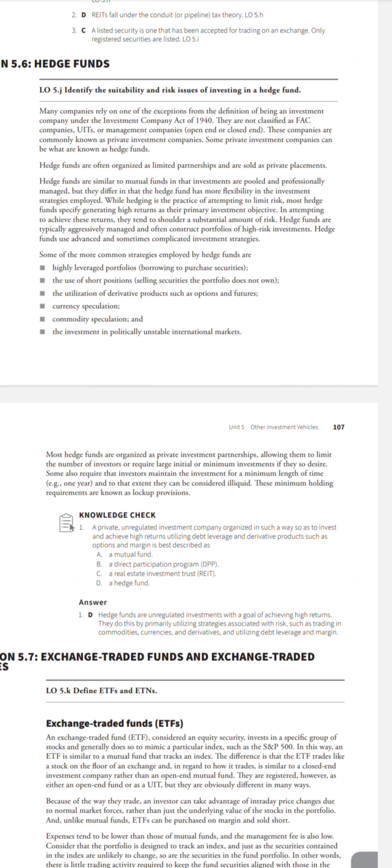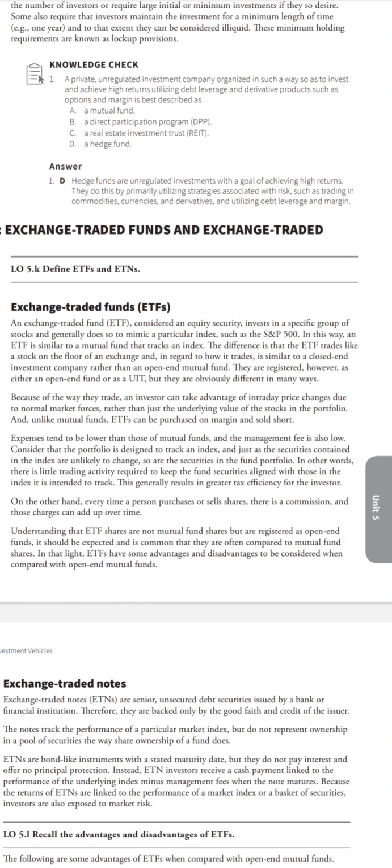The difference is that the ETF trades like a stock on the floor of an exchange, and in regard to how it trades, is similar to a closed-end investment company rather than an open-end mutual fund. They are registered, however, as either an open-end fund or as a UIT, but they are obviously different in many ways. Because of the way they trade, an investor can take advantage of intraday price changes due to normal market forces, rather than just the underlying value of the stocks in the portfolio. And, unlike mutual funds, ETFs can be purchased on margin and sold short.